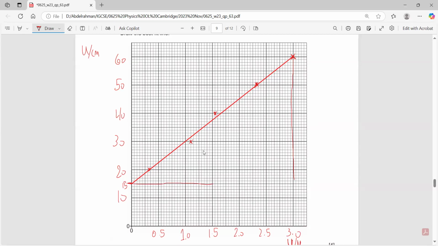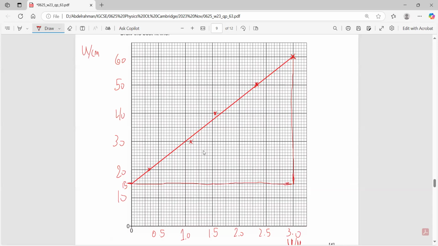Again, if your value is slightly above 15 or slightly below, it's okay. So 16, 17, yes. 14, 13 might be acceptable. Do not worry. This is the triangle method, y2 minus y1 over x2 minus x1.